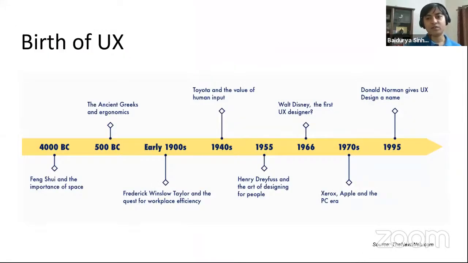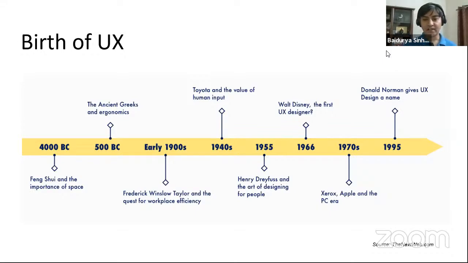So let's look at what the evolution of UX is, right? So when was UX design given a name? It was in 1995 by Donald Norman. But if you see, some form of UX existed from 4000 BC, right? So there was some notion of UX, but the name UX was given in 1995, right?